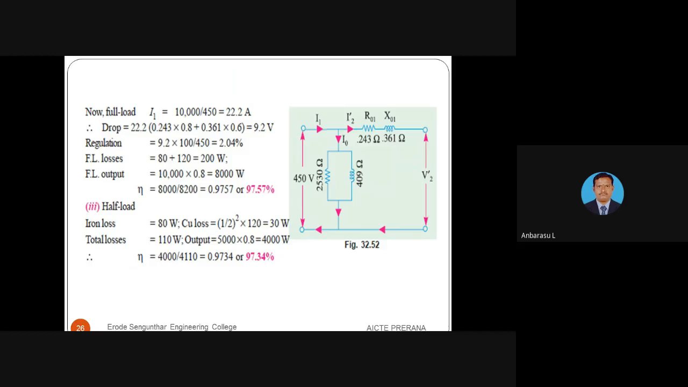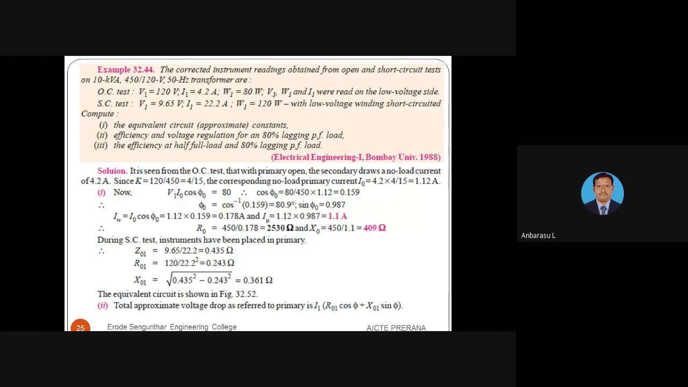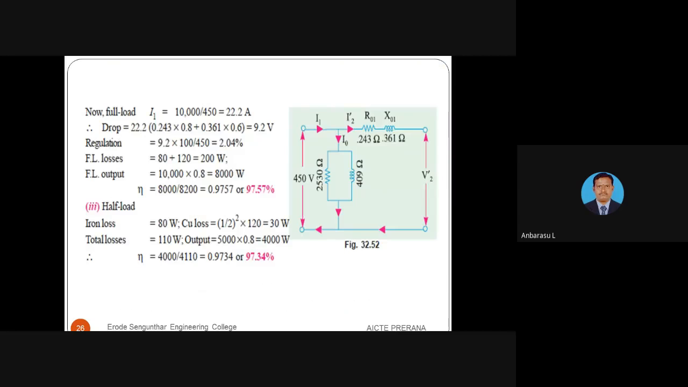Finally, we have to determine the regulation of the transformer. 9.2 into 100 divided by 450, we get 2.04 percentage. Then the full load losses of the transformer equal 80 plus 120 watts. How it is obtained: 80 is the wattmeter reading in the open circuit test, and 120 is the wattmeter reading in the short circuit test. That is, full load losses equal 80 plus 120, we get 200.